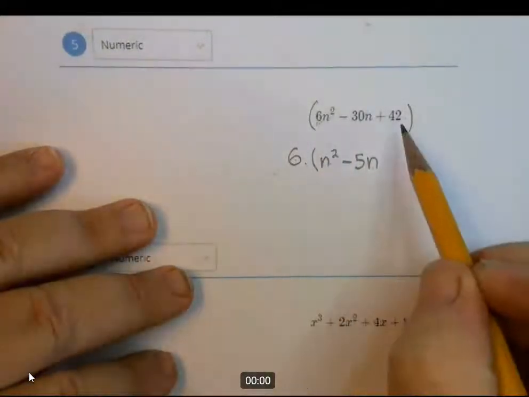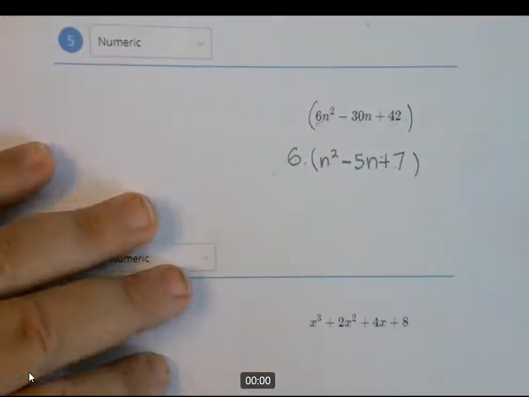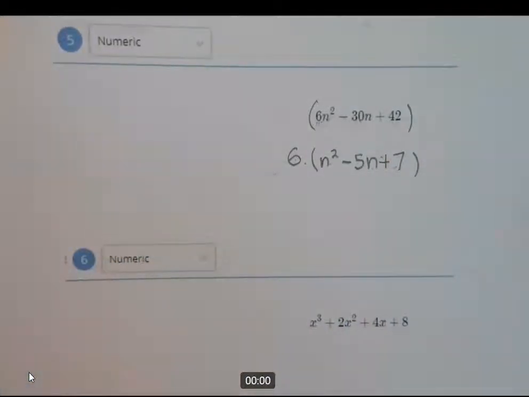And finally, 6 times what gives you 42? We said that was 7. Okay? And that's the answer to that.